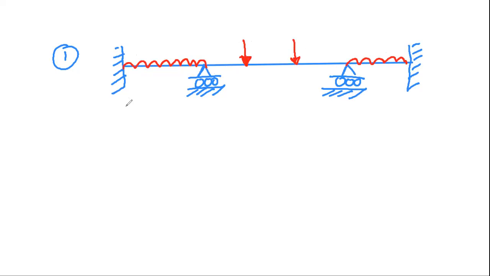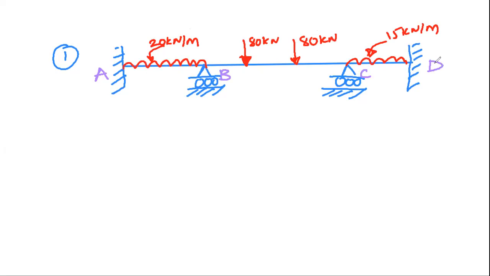The load intensity of this loading is 20 kilonewton per meter, and here it is 15 kilonewton per meter, and these two are 80 kilonewtons each. So this is a three-span continuous beam. Now this is A, B, C, and D. Let me draw the spans.